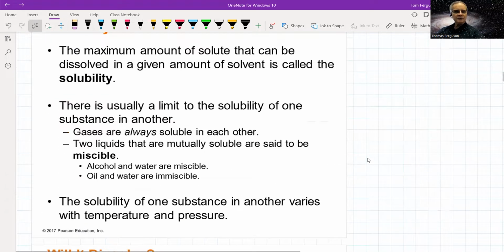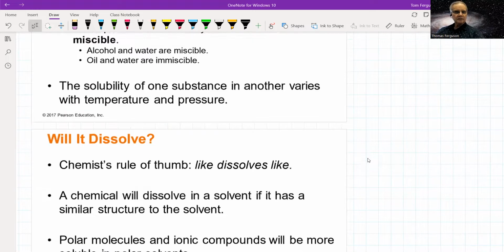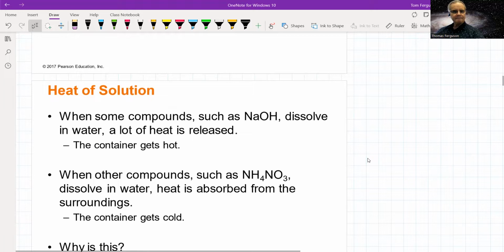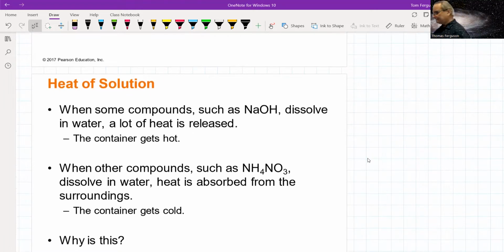Now, we've talked a lot about this already. Now, the heat of solution. When we mix two things together, something's going to happen. Either they're going to mix well or not mix well. You're going to get heat being given off or heat required.